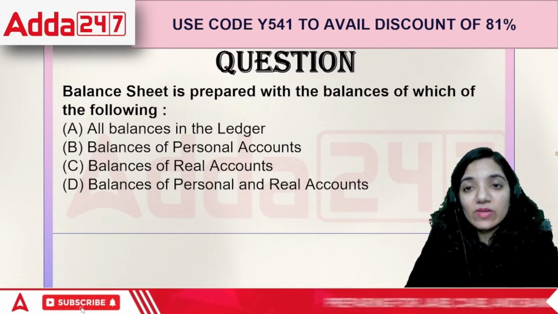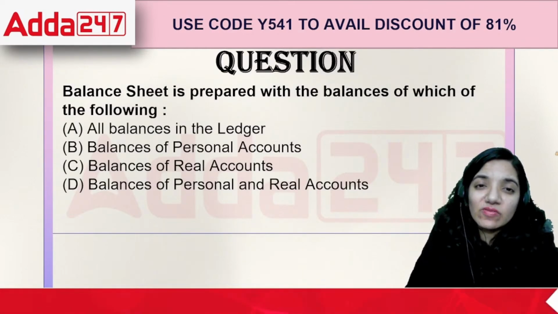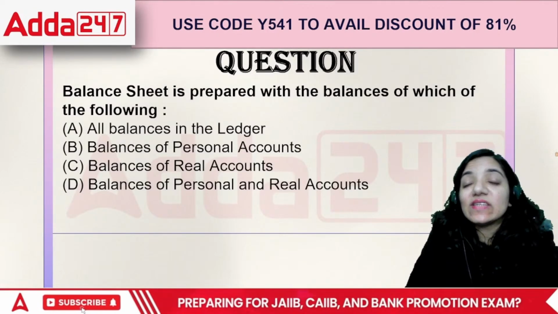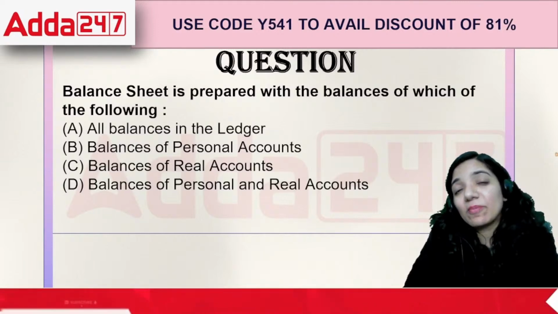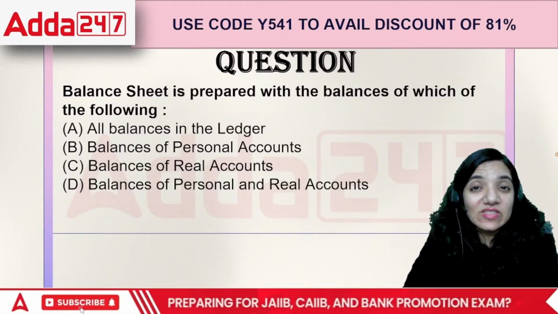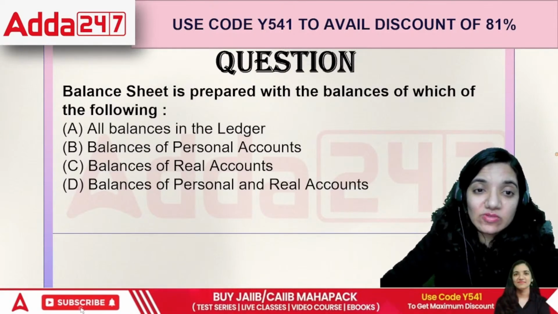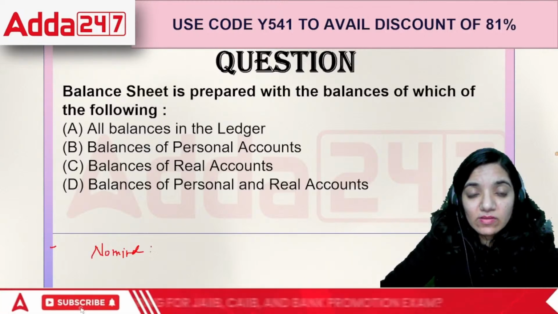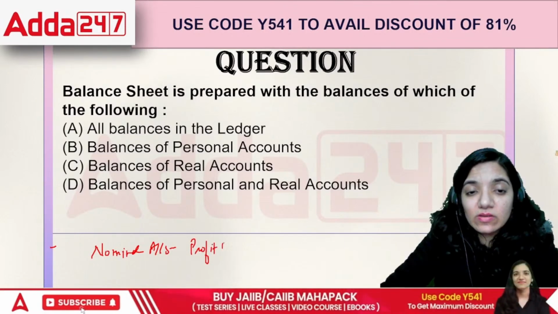Balance sheet is prepared with the balances of which of the following? All balances in the ledger, or balances of a personal account, balances of real account, balances of real and personal account. See, balance sheet is something which clearly states that it records assets, liabilities and capital account. Does this mean that it records the expenses and incomes? No. All the nominal accounts go into the profit and loss account. That means for all the nominal accounts, we prepare profit and loss account.